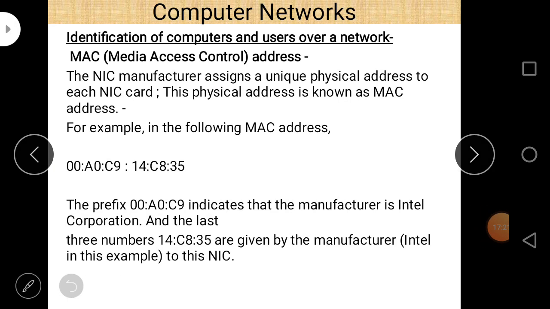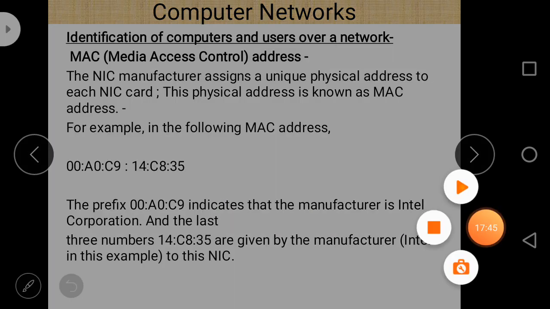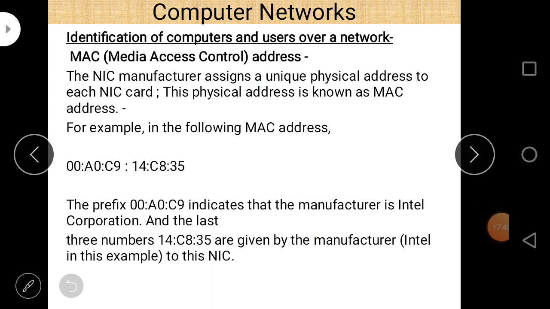So this is the MAC address, media access control address. The most important thing is that it is a physical address, and this address is a part of every NIC card and provided by the hardware manufacturer. The first half represents the information about the manufacturer, and the second part represents the information of the NIC, and it is a unique number given by the manufacturer. In this case, the manufacturer is Intel.